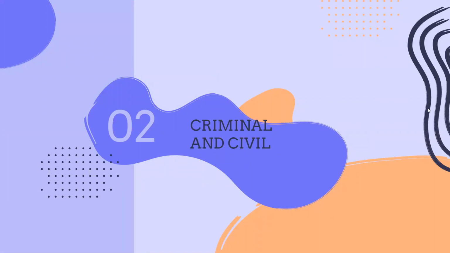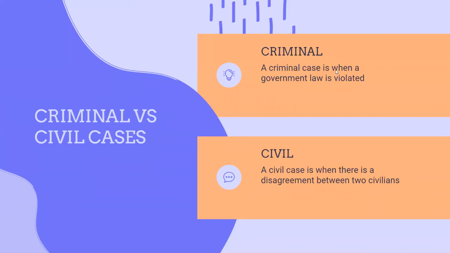Now we're gonna look into criminal and civil cases. So a criminal case is when a government law is violated by someone, and a civil case is where there's a disagreement between two civilians. So if you rob a bank, that'd be a criminal case, and if someone sues you, that'd be a civil dispute.